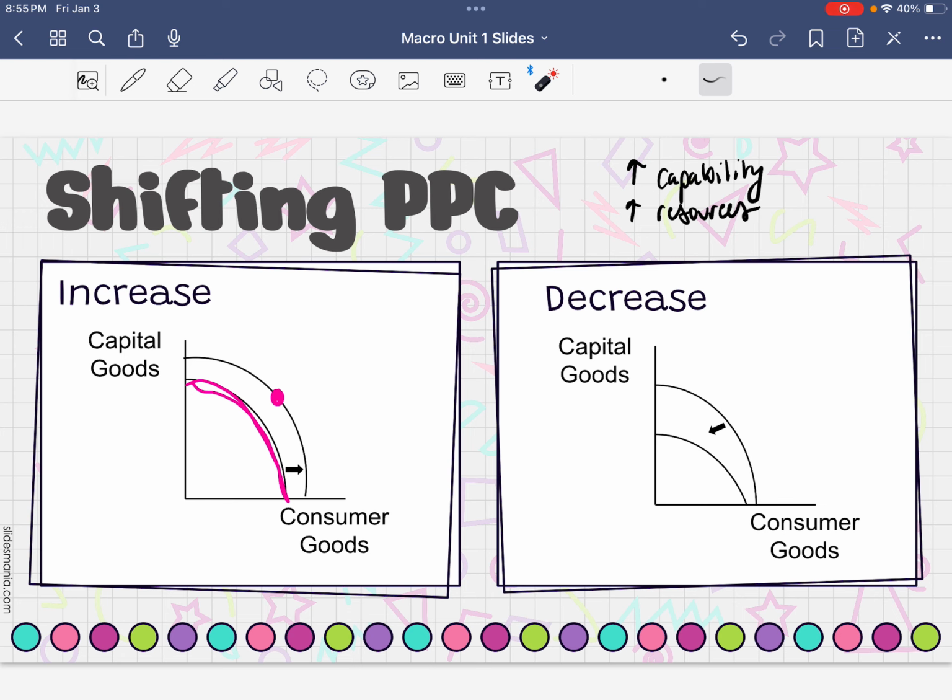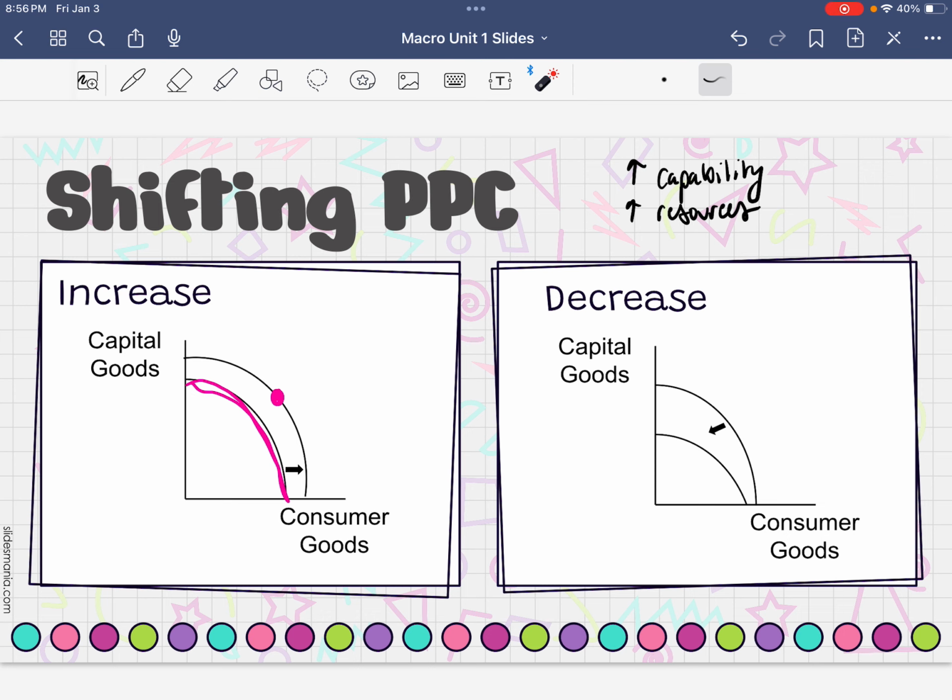Okay, the opposite is also true. What if something catastrophic happened to our population? I don't know, like half of us die. So that our population, our labor source, would decrease, meaning that we wouldn't go outward, we'd actually go inward, and the whole curve would shift. Now, sometimes things just happen along the curve, and sometimes it shifts to the right, which is more, or left, which is less. So that is how we would shift the PPC.